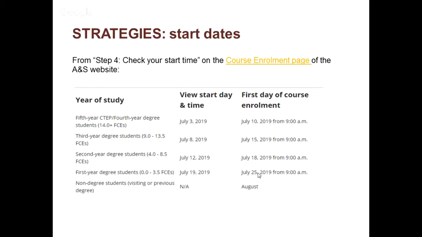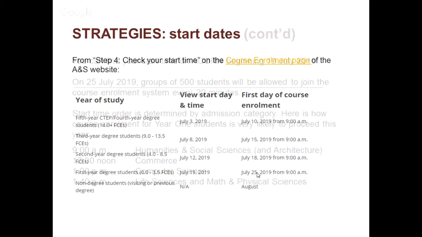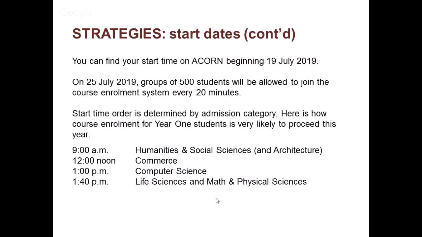Also, because you're humanities and social sciences, you also have the best chance of getting your courses, because the way this works is all first year students start choosing courses on the 25th. But I happen to know that it's going to go in this order. At 9 in the morning, the humanities and social sciences will start getting in. You will get in groups of 500 every 20 minutes. So if you have a start time of 9 o'clock, you have the best start time of all first year students. Then the commerce students get in, and then the computer science, and then the life science students.